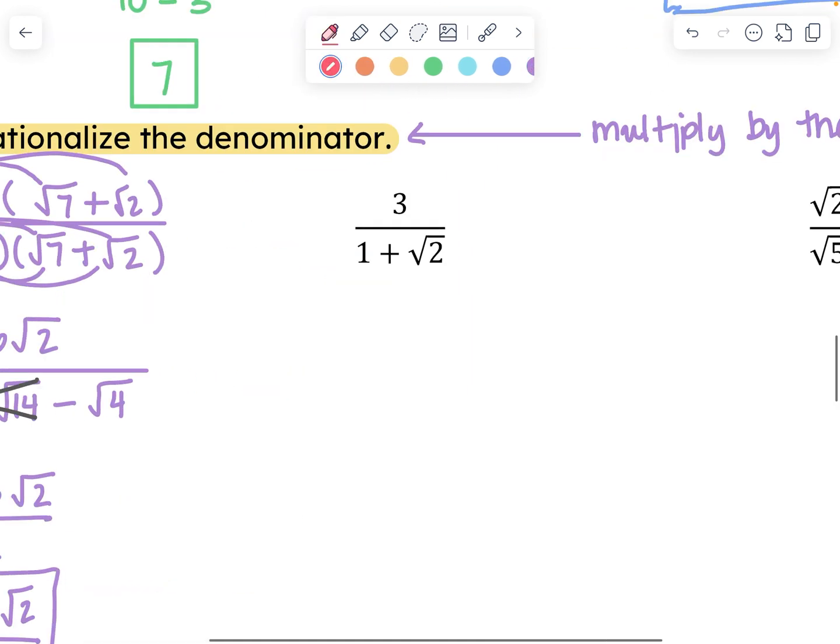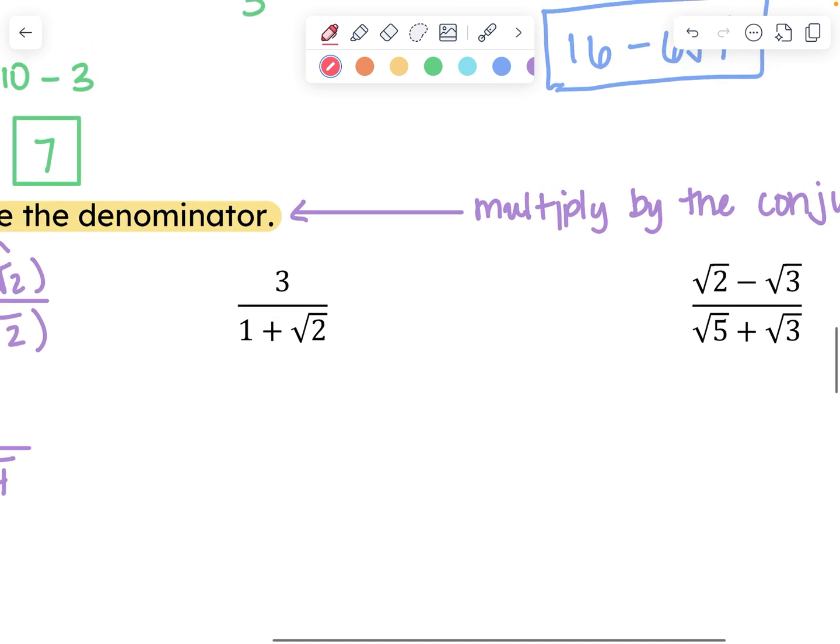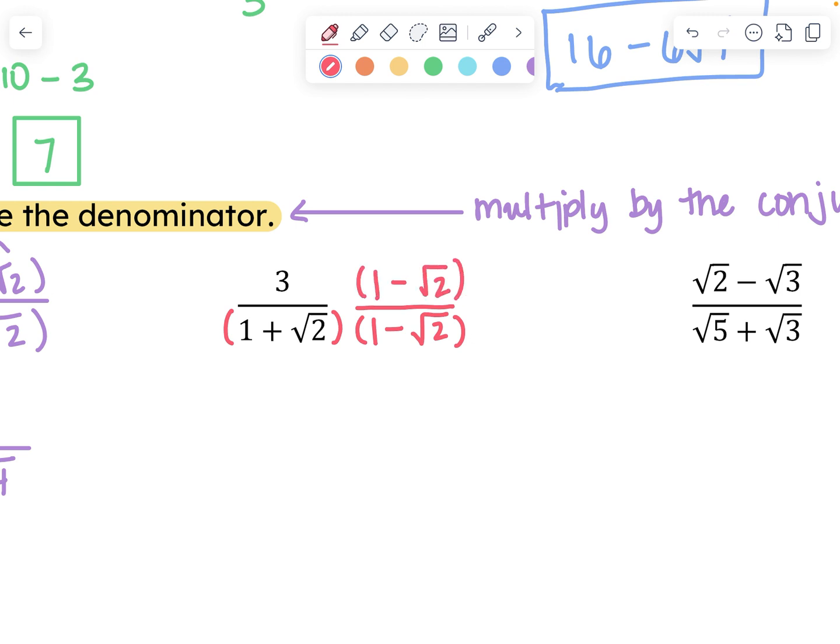This time, my denominator is 1 plus the square root of 2. So my conjugate that I'm going to multiply by is 1 minus the square root of 2. We flip that sign. So same idea. In the numerator, I'm just going to distribute. The 3 times 1 is 3. 3 times that negative square root of 2 is going to give me minus 3 square root of 2.